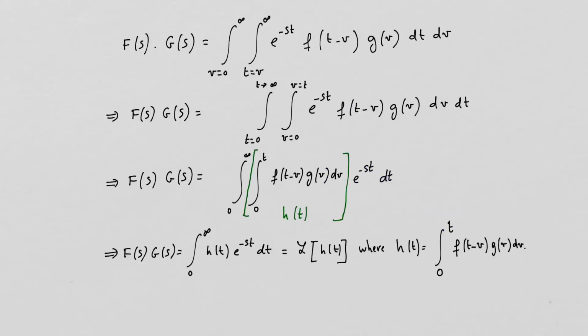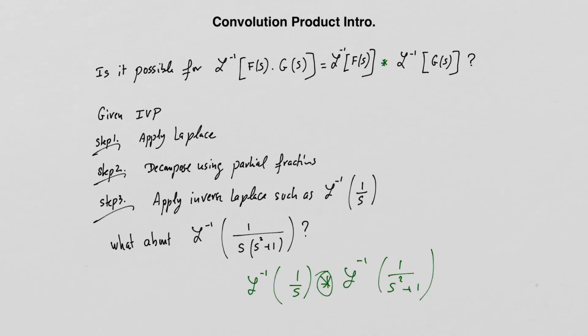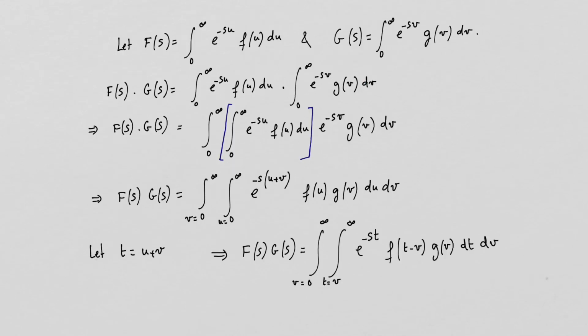And I have already given you an example where the typical product would never do it. You remember you got 1 times sine of t. So inverse Laplace of 1 over s squared plus 1 is not inverse Laplace of 1 over s times inverse Laplace of 1 over s squared plus 1, unless that product is the convolution product. And that's the key to this presentation today. I know I introduced a lot of notation here. Just go through it slowly and don't rush.